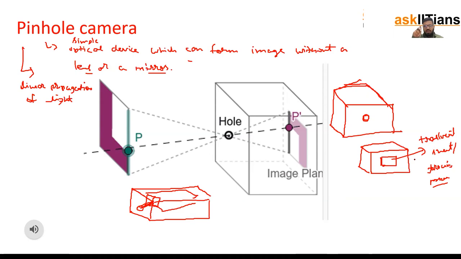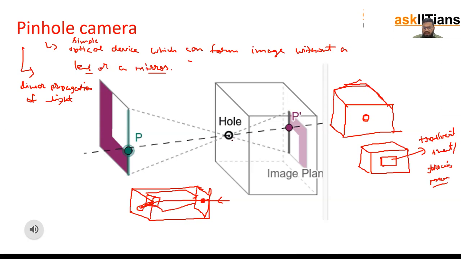So what we do, we make a hole on the larger box, we make a square cut on the smaller box, and insert the smaller box within the larger box in such a way that the hole of the larger box is in the same line with the square hole of the smaller box. And on the square hole you will paste a translucent sheet, or you can use tracing paper. The thing is clear. On the opposite end of the larger box, make it open, or you can also make a hole on the other side from which you will observe the image.